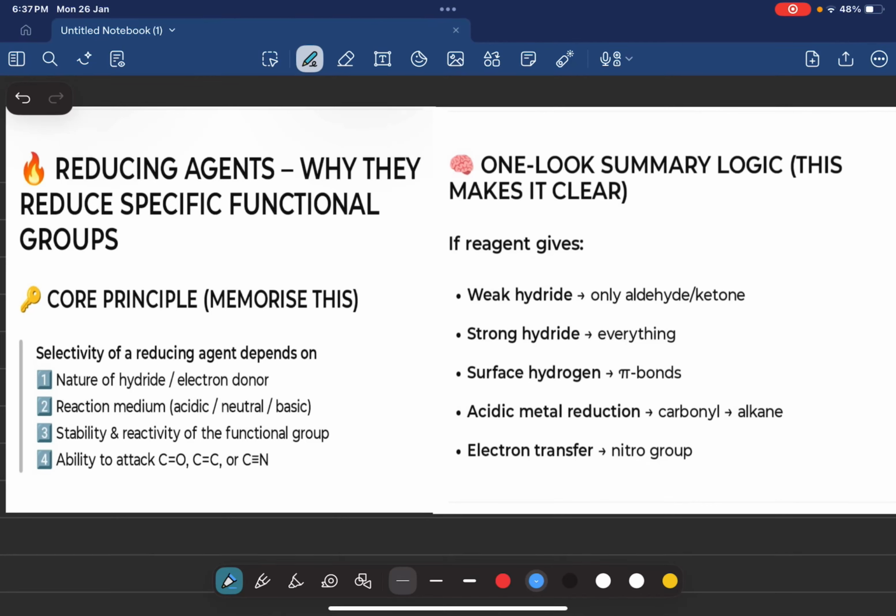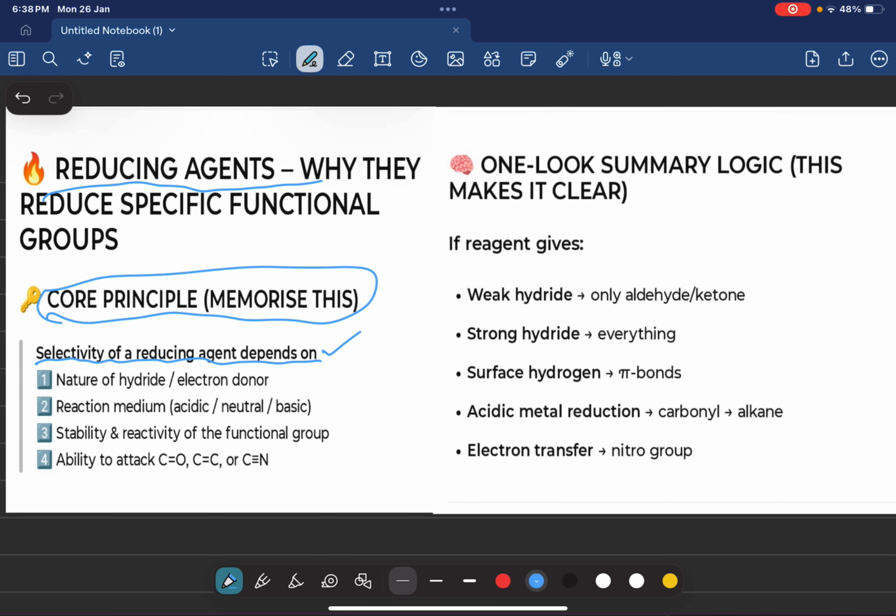So this is a golden video because there are many reducing agents, strong, weak, everything is there, but there is no reducing agent that can reduce all the functional groups, which means every reducing agent works under specific conditions. So the major principle for this is the selectivity of the reducing agent.